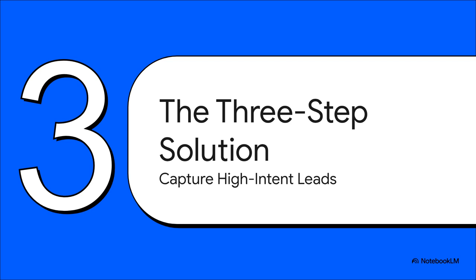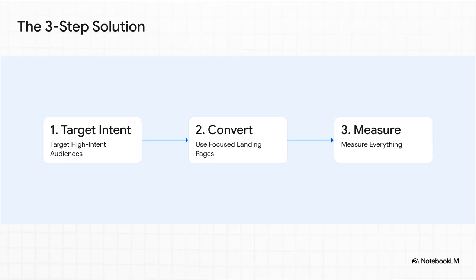Okay, so we've diagnosed the problem, and we understand the difference between volume and intent. So now for the good part, the solution. Let's walk through a simple, actionable 3-step plan to start capturing these amazing high-intent leads. It really just boils down to these 3 things. Seriously, that's it. First, you target the right people. Second, you send them to the right place. And third, you measure absolutely everything so you can keep getting better. So let's break each one of these down.